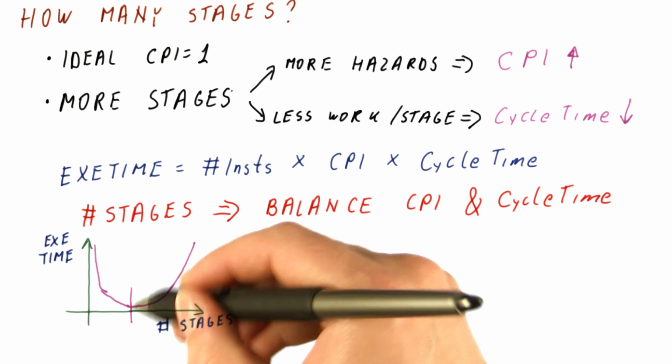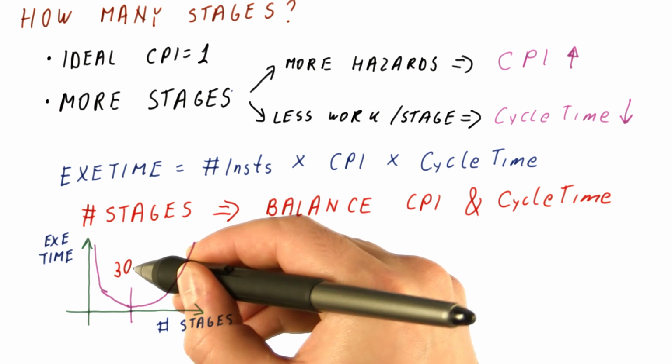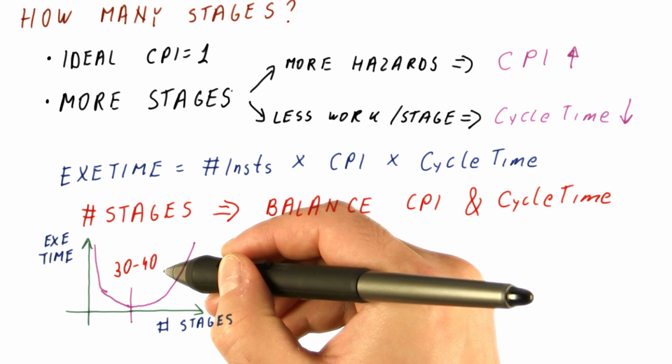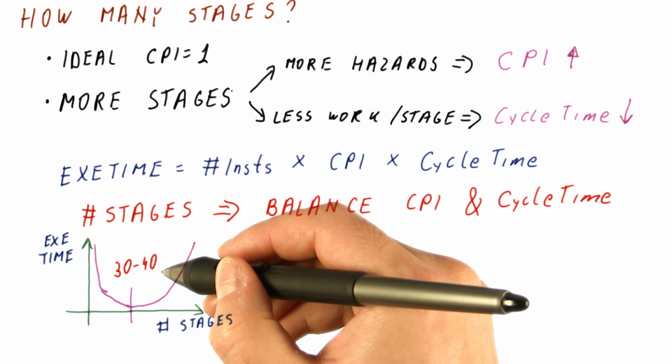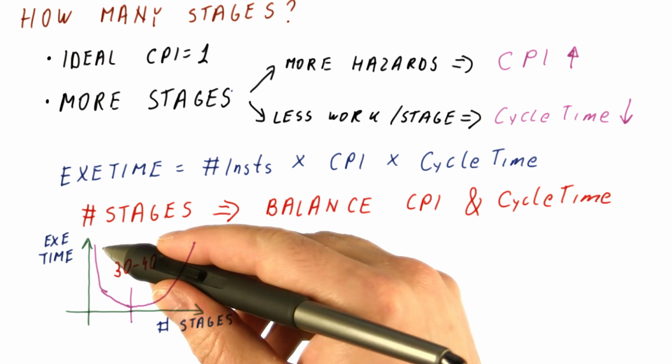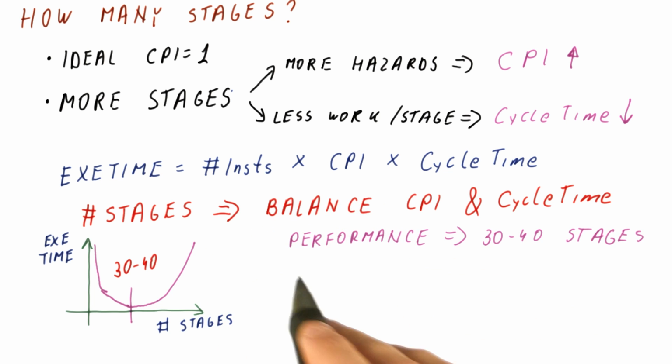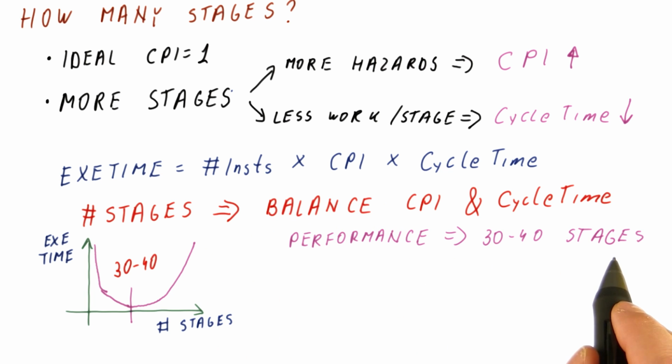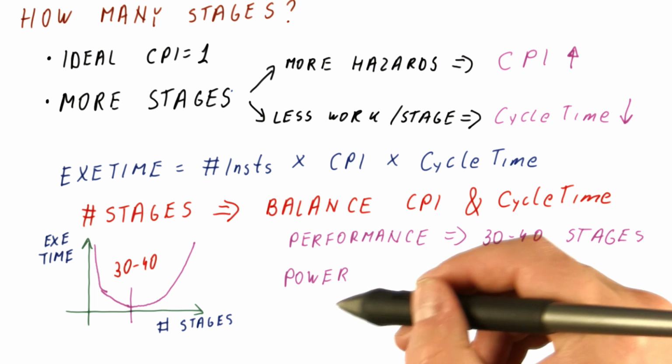So the bottom of this curve for modern processors would be at something like 30 to 40 stages, which would be a very, very deep pipeline. So this is if you only consider performance. So for performance, we want a pipeline that is 30 to 40 stages deep. But we need to consider power.